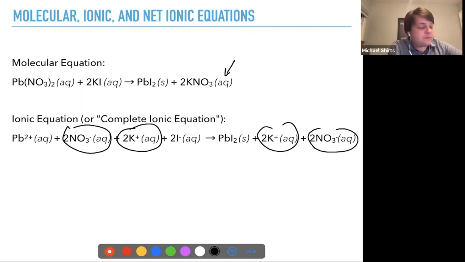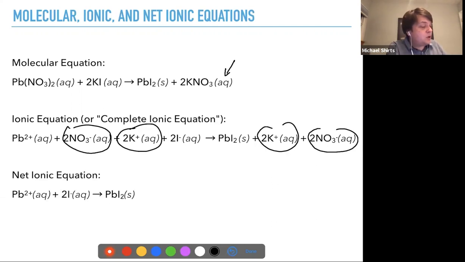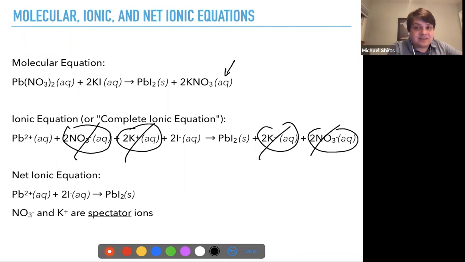It's a spectator. And so for the net ionic equation, we remove anything that appears on both sides. We call those spectator ions because that's about the best word you can have for it. They're sitting around, they have nothing to do with the reaction at all. So for the net ionic equation, we remove anything that does not participate in the reaction, which is usually indicated by the fact that it appears on both sides of the reaction. So that's molecular, ionic, and net ionic equations.